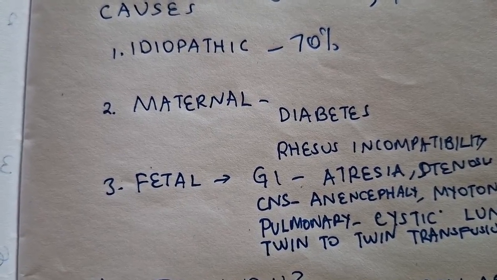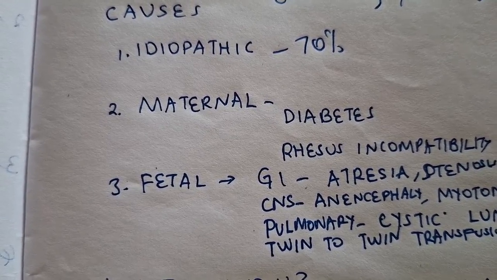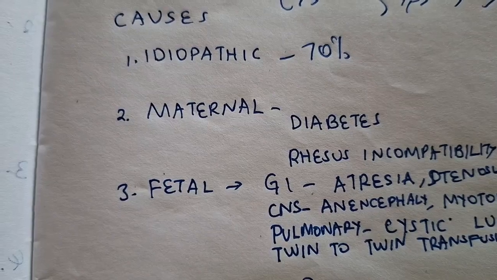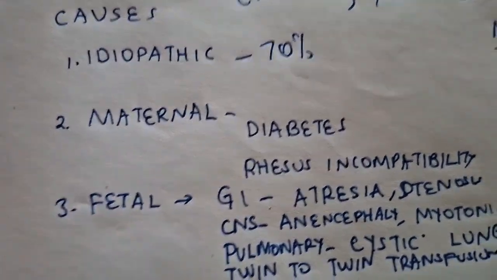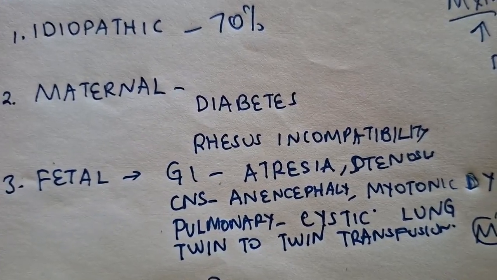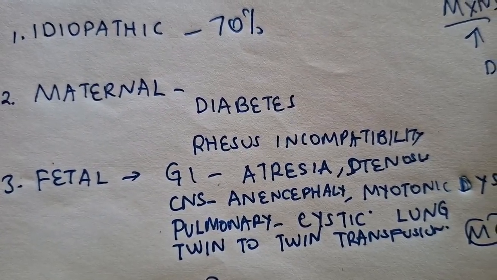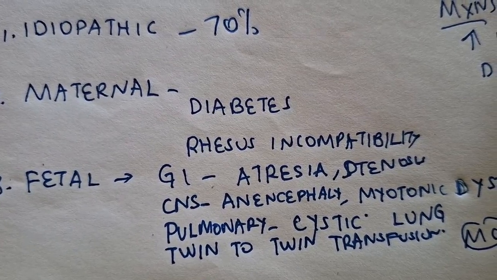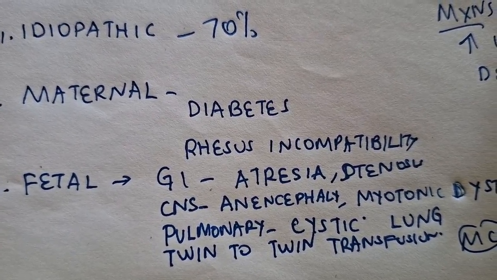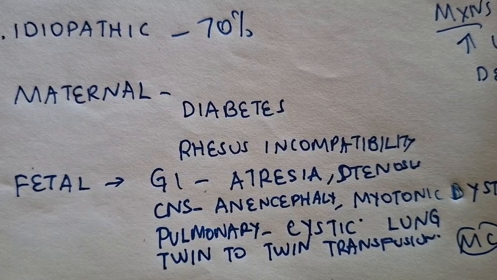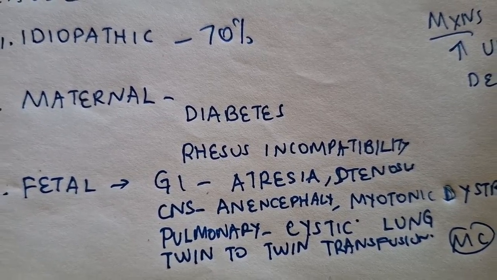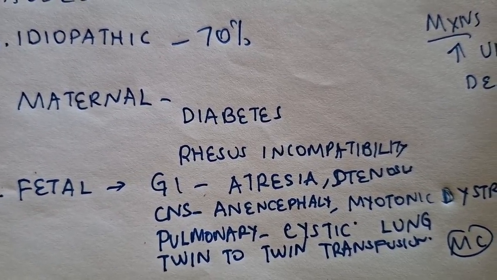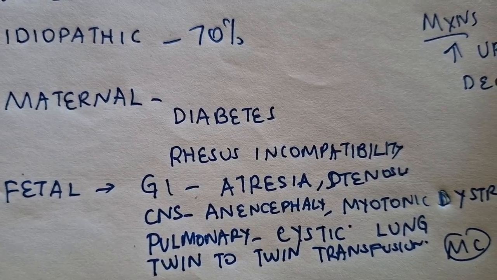Some of the other causes are CNS related, where we may not have a brain, also called anencephaly. Anencephaly would lead to this because we know that every function of the body has a center in the brain. Urination as a function is controlled by the brain. Swallowing is controlled by the brain. So when we don't have a brain, we are likely in trouble.